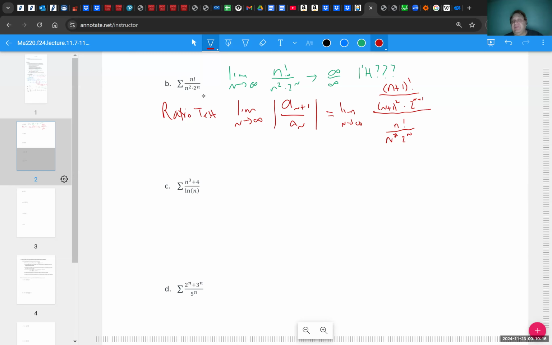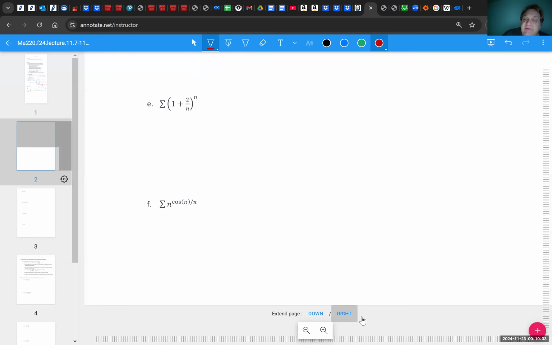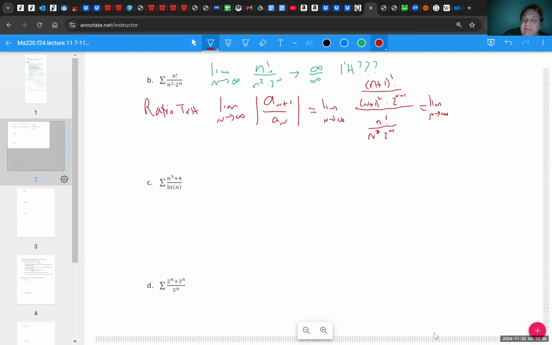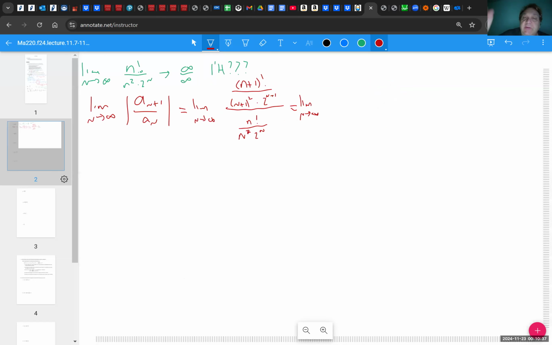The absolute value bars just say get rid of any negatives. There are no negatives in this problem, so I don't need the absolute value bars. And now I just need to simplify this big old mess. It does simplify a lot easier than it looks like it might at first glance. So don't panic. Just remember, it will simplify if you apply some of the basic algebra we know.